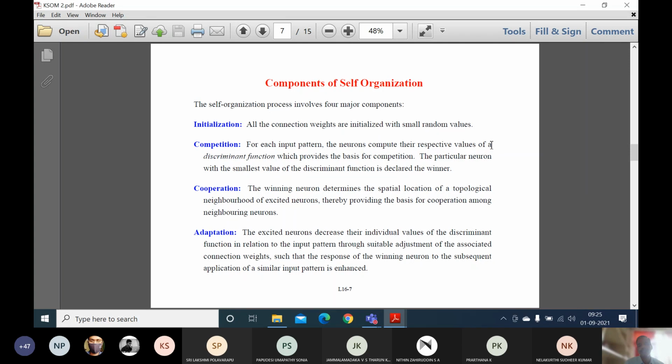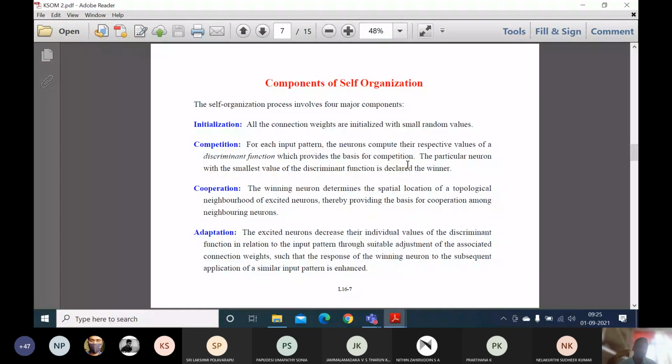The particular neuron with the smallest value of the discriminant function is declared the winning neuron. Here each and every neuron may have some values, and with the help of those values it computes the discriminant function, which is the basis for competition. Then the neuron with the smallest value is declared the winner of the competition.